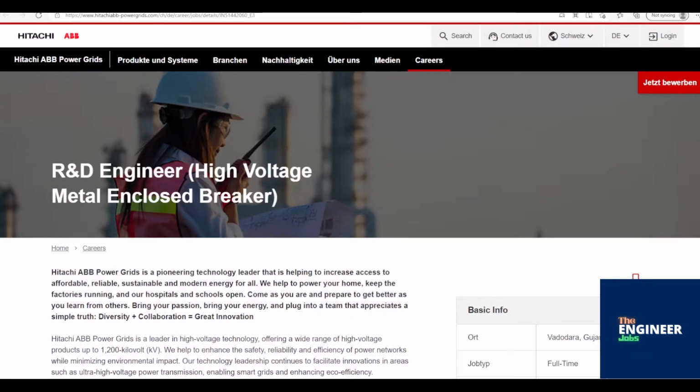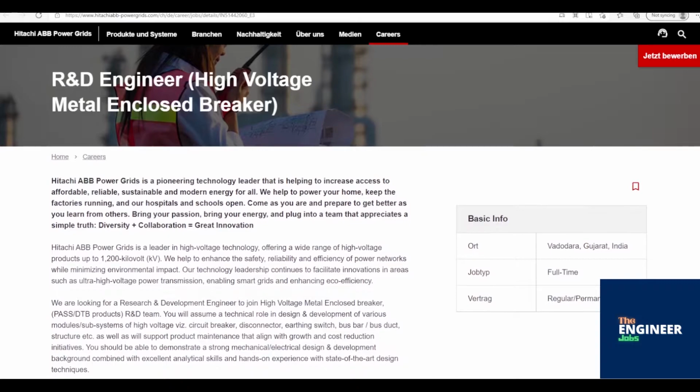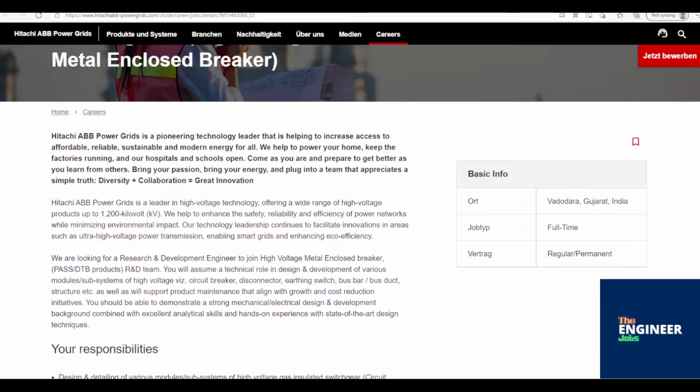Hitachi ABB Power Grids is hiring for the post of R&D Engineer, High Voltage Metal Enclosed Breaker, with BE/BTech/ME/MTech in Mechanical Engineering having 2 to 5 years of experience. Location is based in Vadodara, Gujarat.